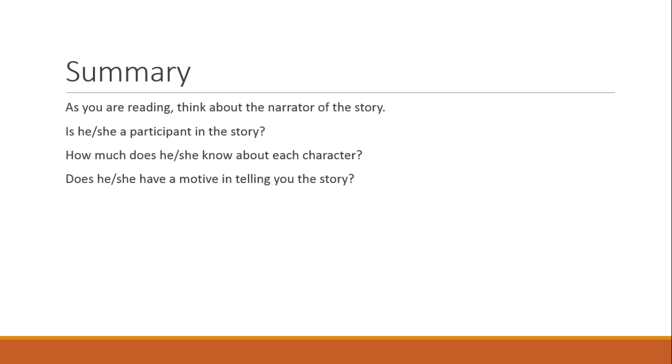So in summary, as you're reading, think about the narrator of the story. Is he or she a participant in the story? That will help you decide what point of view is being used. And then ask yourself, how much does he or she know about each character? And finally, ask yourself whether he or she has a motive in telling you the story. That will help you decide whether or not the narrator is or is not reliable.